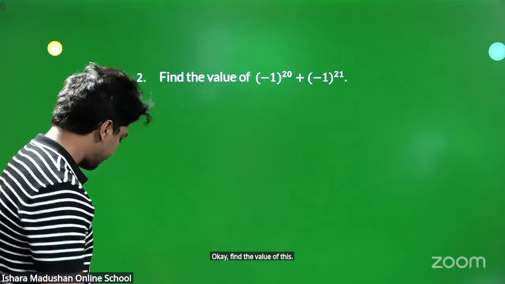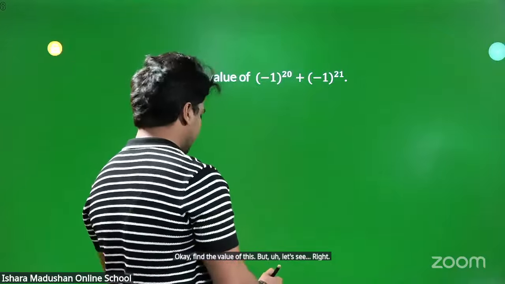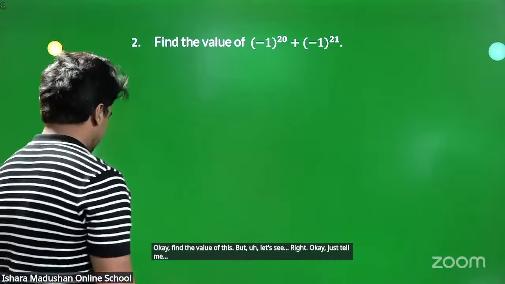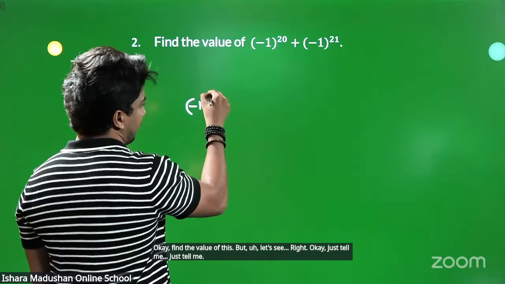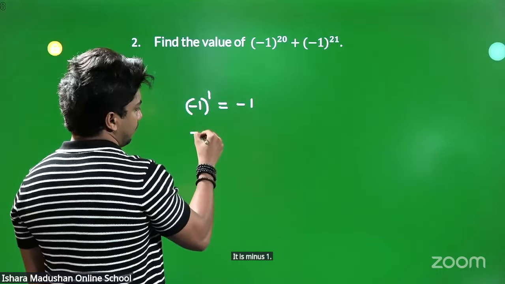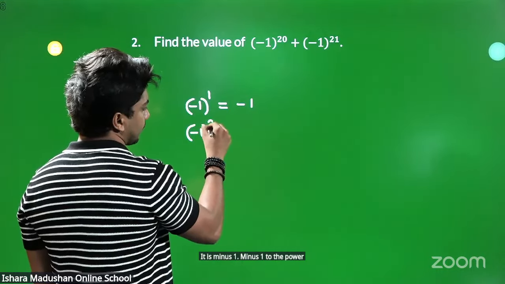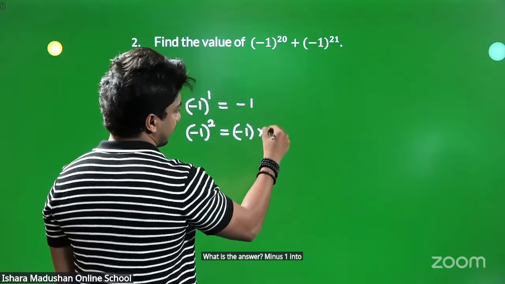Let's see. Just tell me, minus 1 to the power 1. What is the answer? It is minus 1. Minus 1 to the power 2. What is the answer? Minus 1 into minus 1.